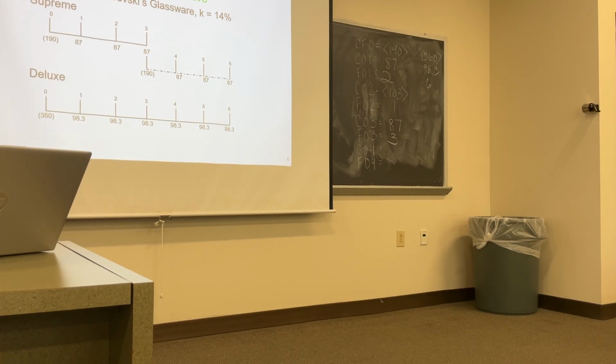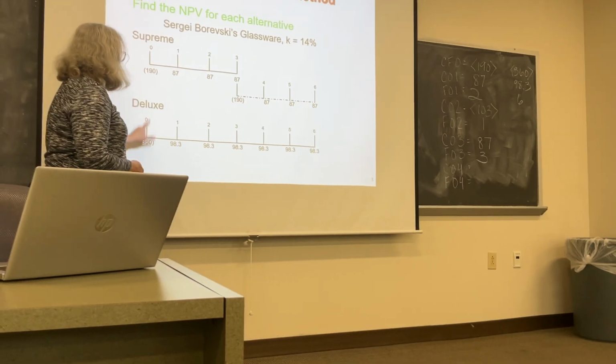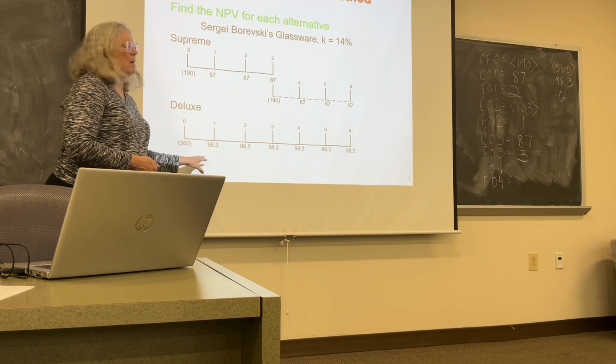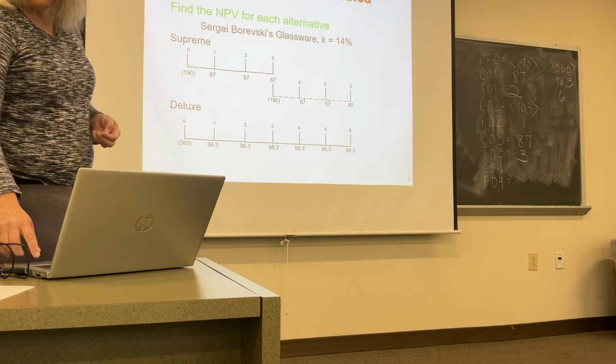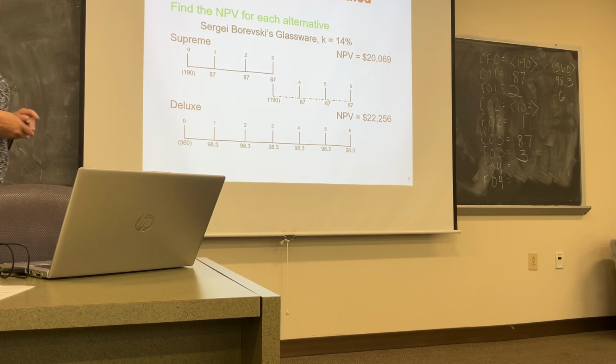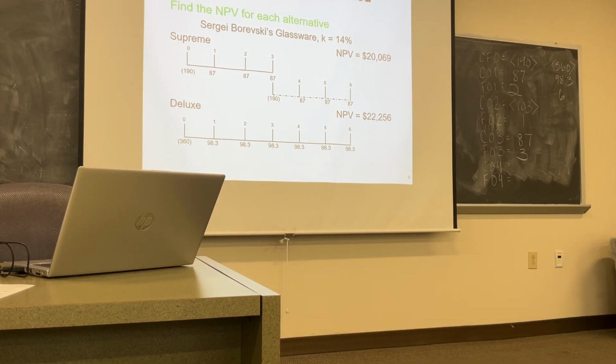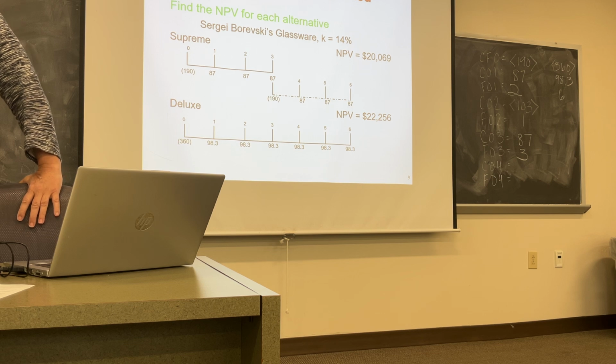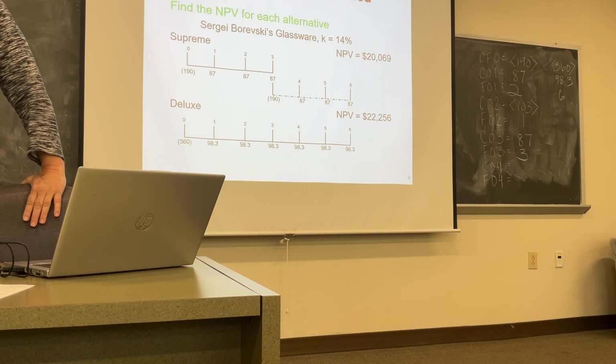Looking at that, this is twice as much. It's going for longer, so we would expect that this might be more, but we always have to check. And we did, right? So the NPV of the Supreme is 20,069, and the NPV of the Deluxe is 22,256. Given this information, what do you recommend for Mr. Borevsky? To buy the Supreme, to buy the Deluxe, or to do nothing?